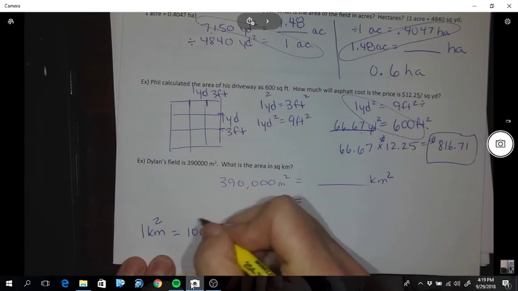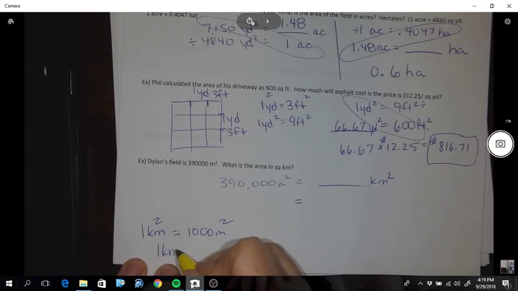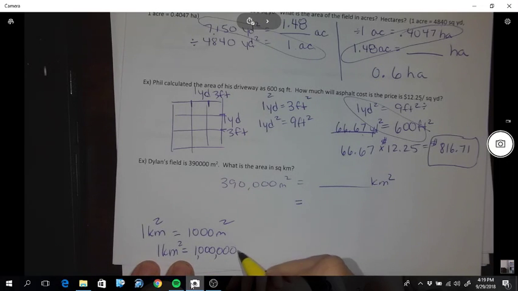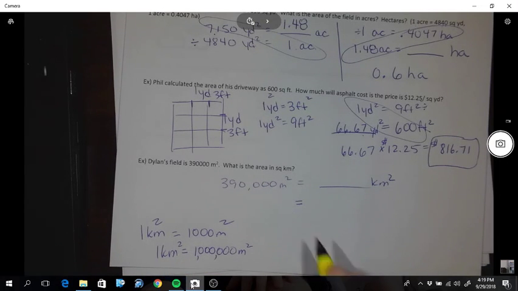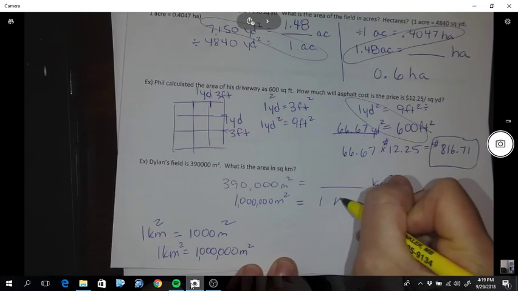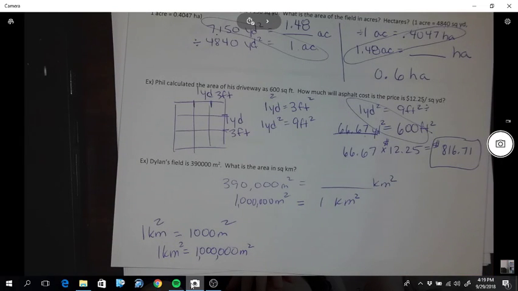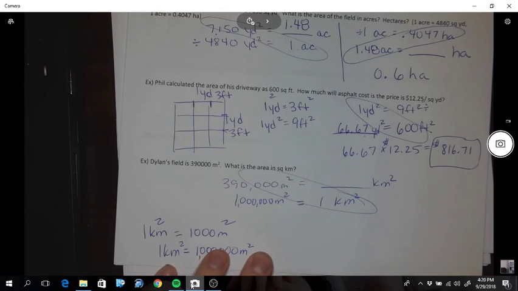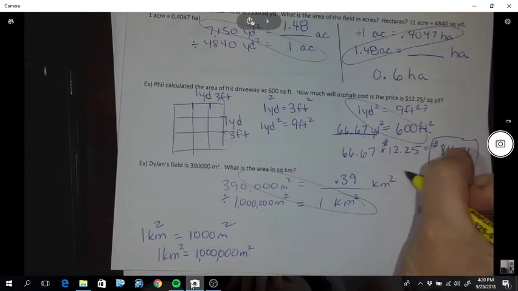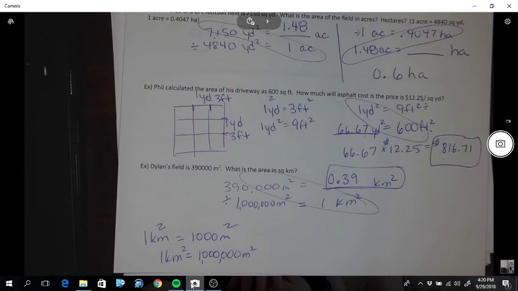So therefore 1 kilometer squared, if we square both sides, then we get 1 million meters squared. So I'm going to go like that. 1 million meters squared is equal to 1 kilometer squared, and I've completed my ratio, the same units on each side. So I'm going to have that divided by 1 million, and that means my final answer is 0.39 kilometers squared. Okay, that's the end of 4.2, converting area units.